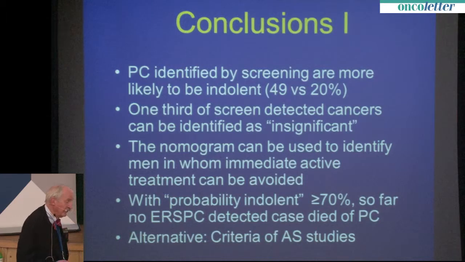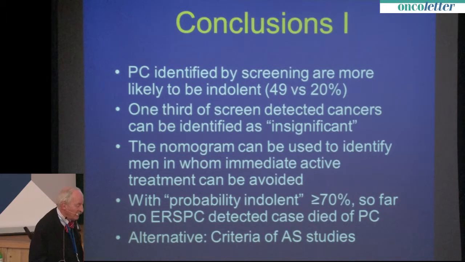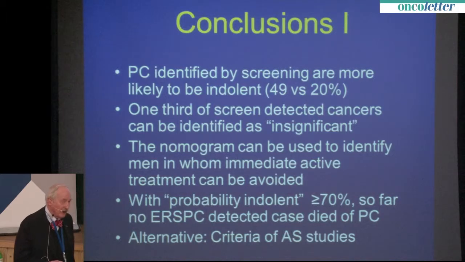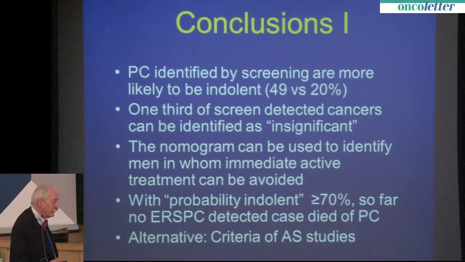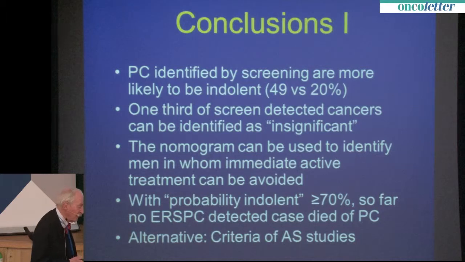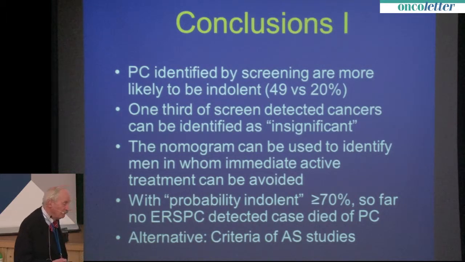So concluding on this, prostate cancers identified by screening are more likely to be indolent in comparison to clinically diagnosed prostate cancer. And these were the figures from Kattan and Dr. Steyerberg's paper. One third of the screen-detected cancers can be identified as insignificant. This is purely based on the histopathology of the data, and this is based on the Rotterdam published information.